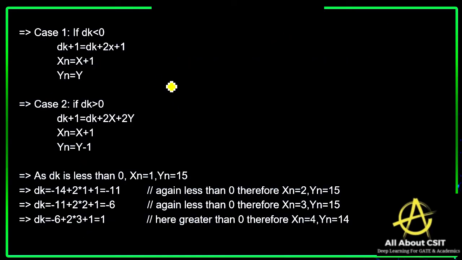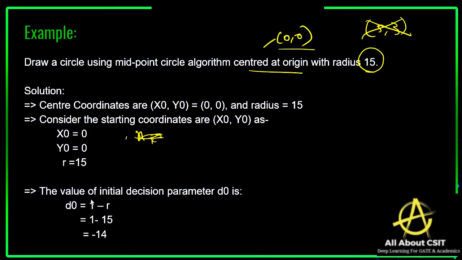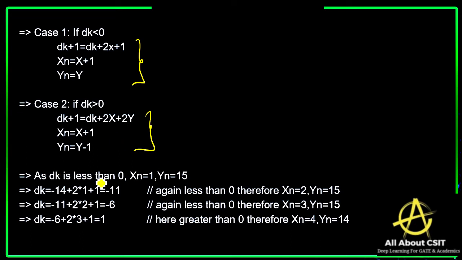Now what do we have to do? Let's calculate. These are the cases. If dk is less than 0, you perform this operation. If dk is greater than 0, you perform the other. But here, what is the value of dk? You got minus 14. Minus 14 means less than 0. Whenever it is less than 0, the first step is xn is equal to 1, and yn is equal to 15.